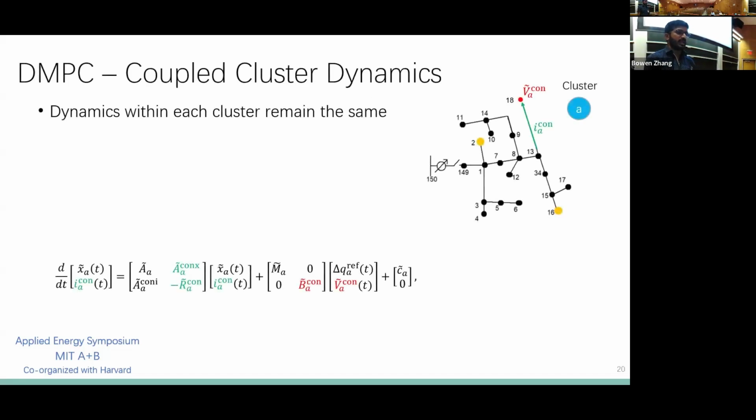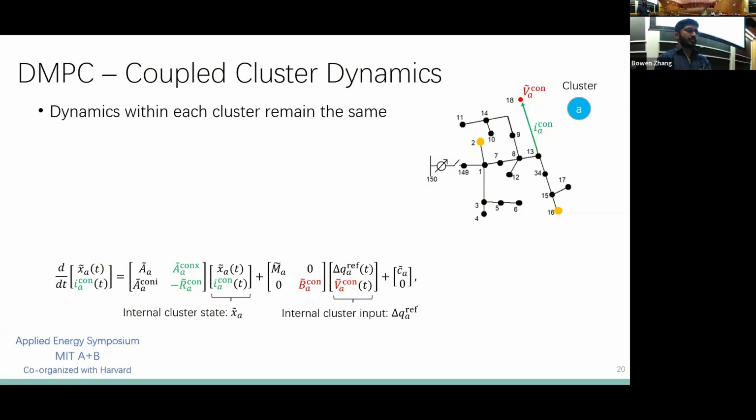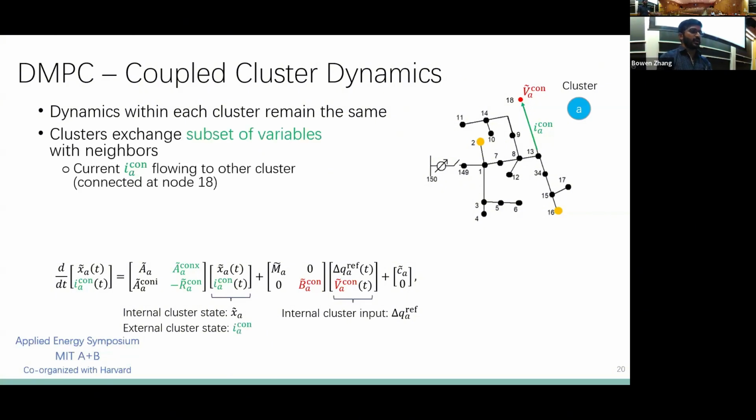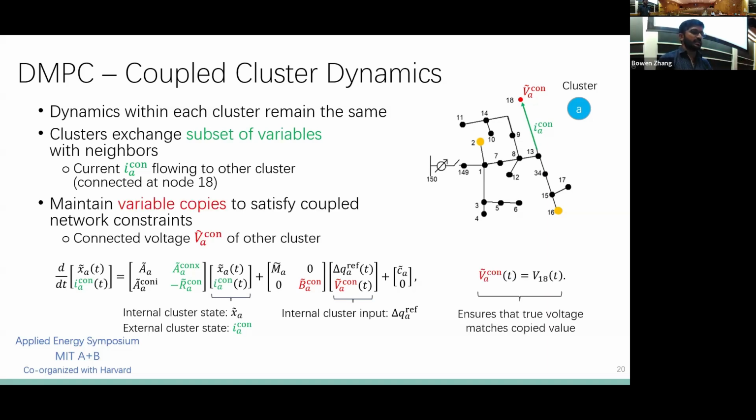The dynamics look very similar to what I described earlier. The dynamics within each cluster remain the same, so you have an internal cluster state and input, but the main difference is that now clusters have to exchange a subset of the variables with their neighboring nodes. In this case, that variable would be the connection current. Cluster A is connected to the next cluster at node 18, so it has to exchange that edge current.